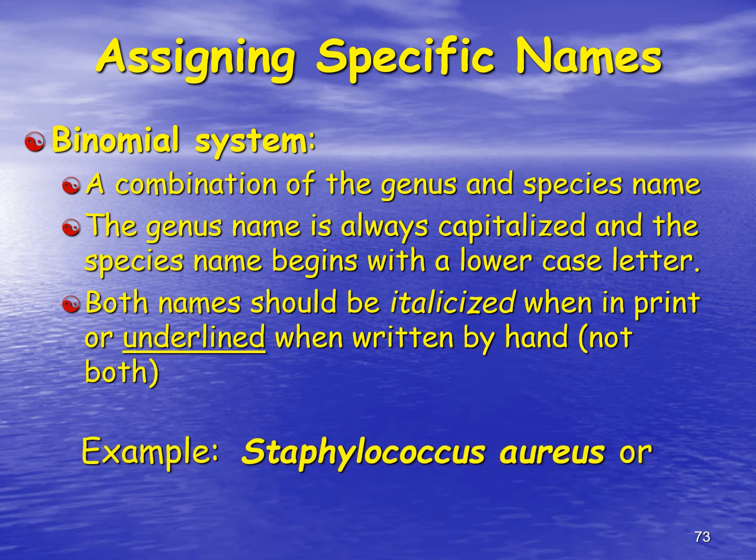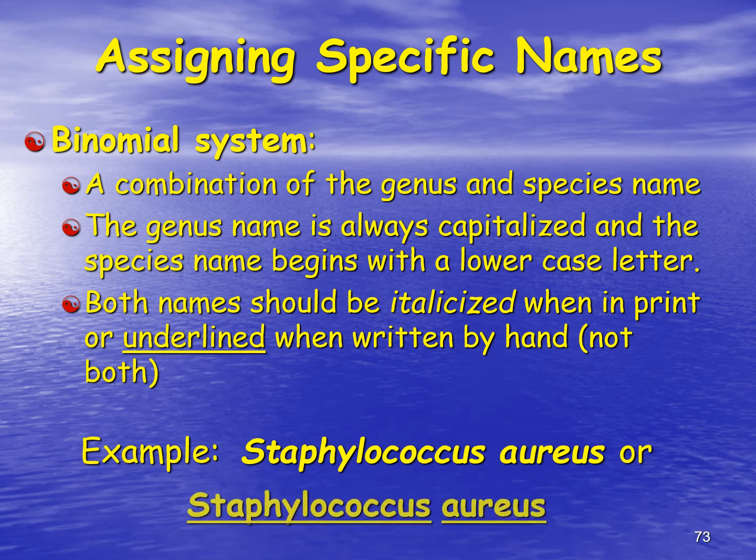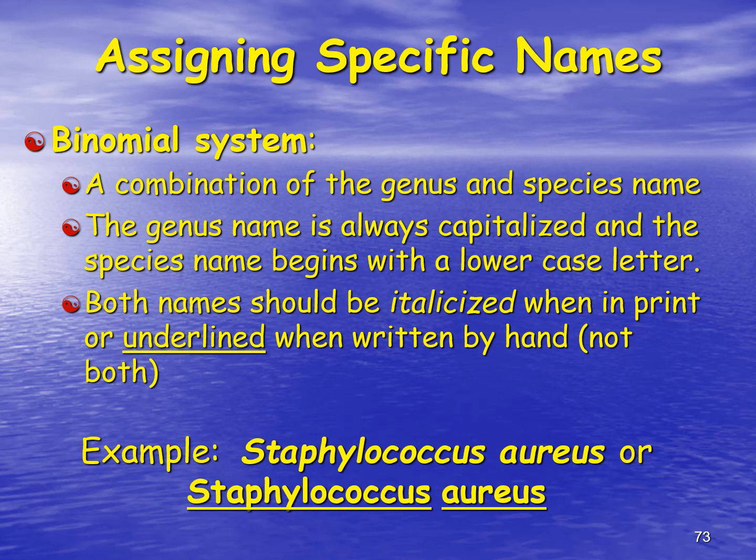So, for example, Staphylococcus aureus. Staphylococcus is the genus name, therefore the first letter is capitalized. Aureus is the species name, first letter is lowercase. So you can either allow it to be italicized, or if you're writing it, simply underline it.